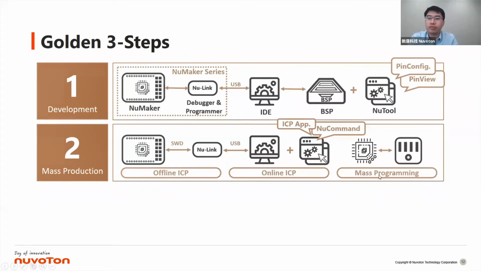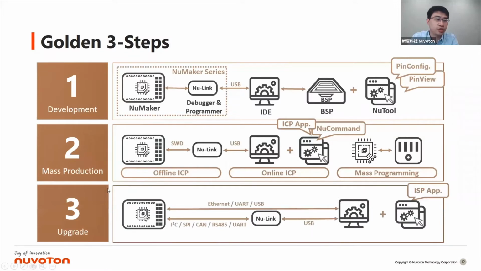And for mass programming, we provide you not only the NuLink tool, we provide you another tool to speed up your download time. We can download the code to four products at once.